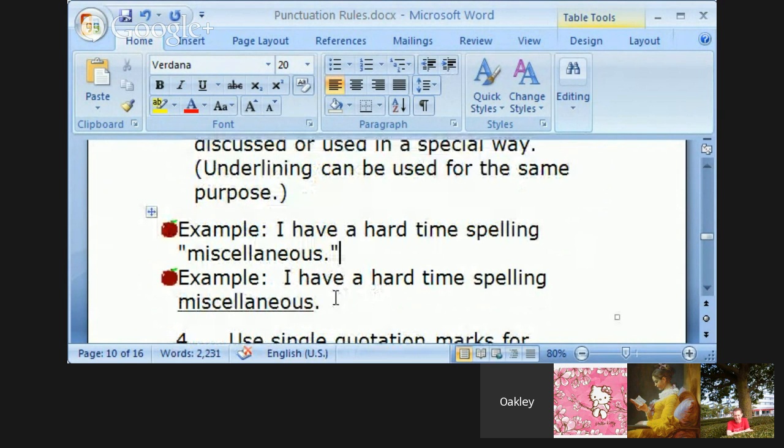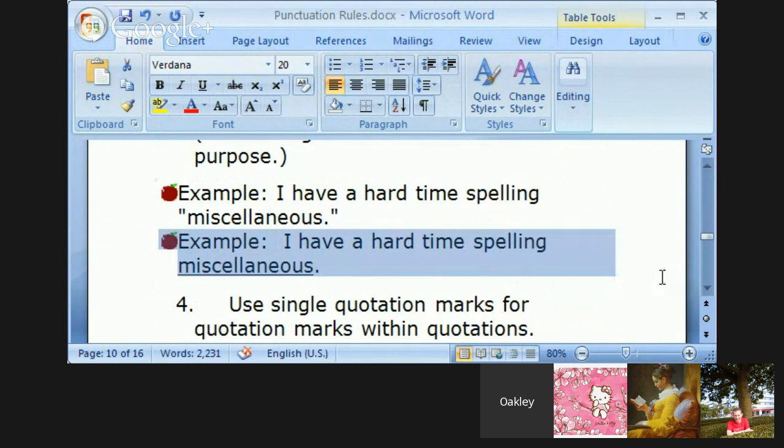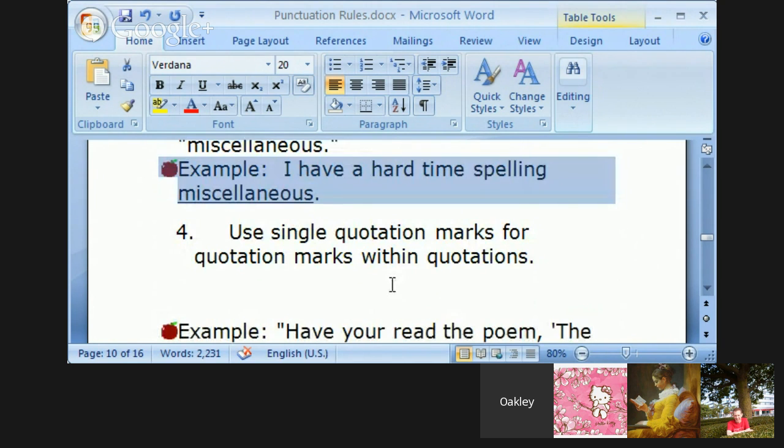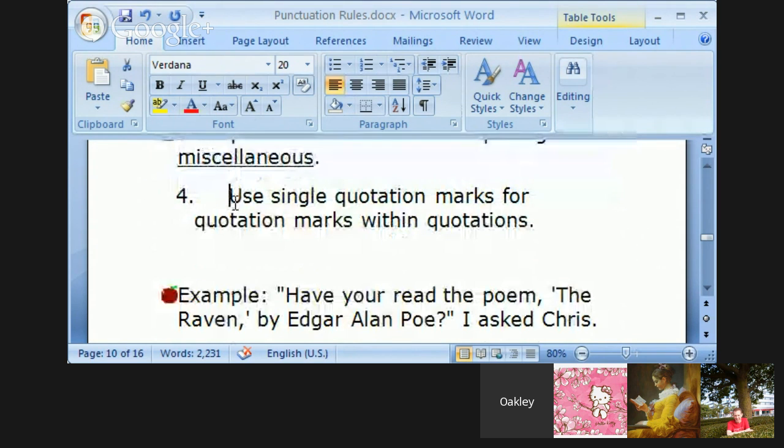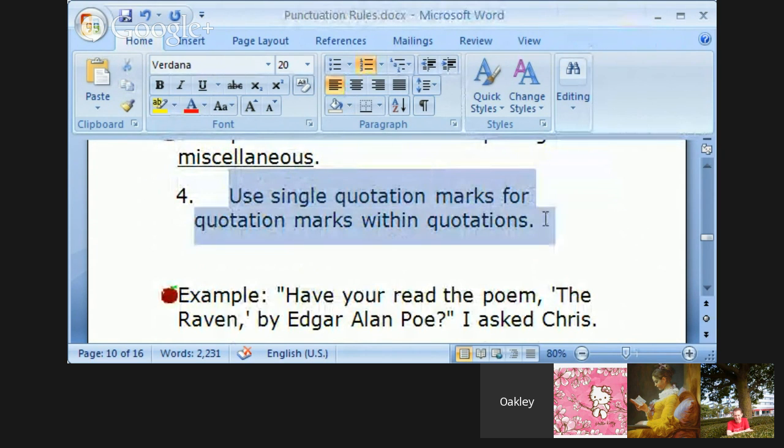Okay, it's also possible, instead of using the quotation marks, to underline it, as in the second example here. Okay, now, earlier, Eliza, you were talking about apostrophes, and I was saying, well, there's a specific thing that's very confusing. It looks like apostrophes, and that is, here we go, rule number four here. You're going to use single quotation marks within quotations.